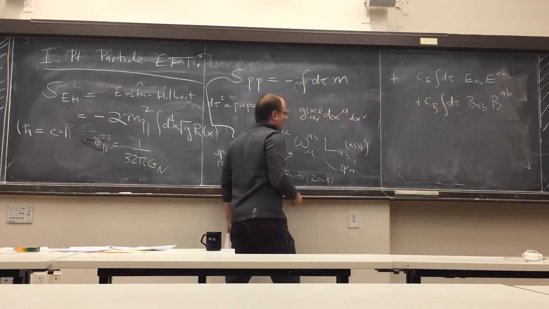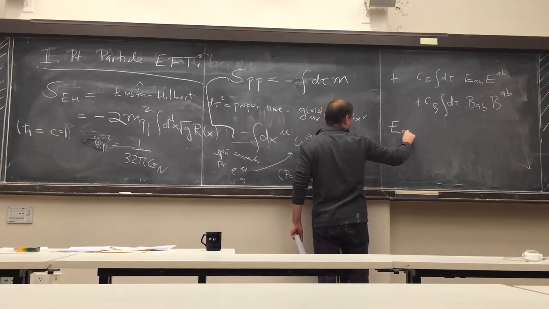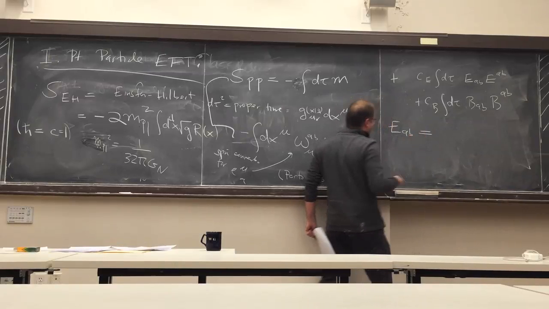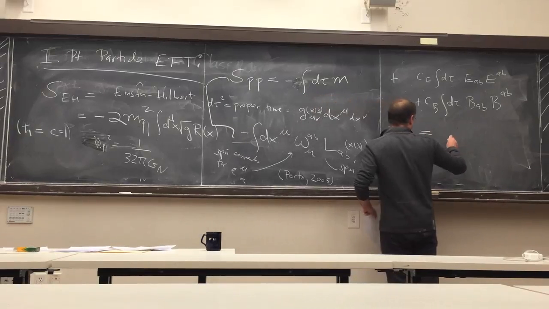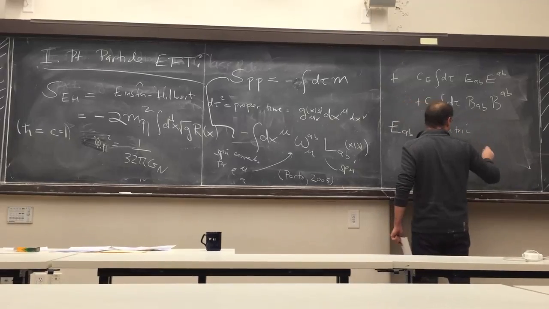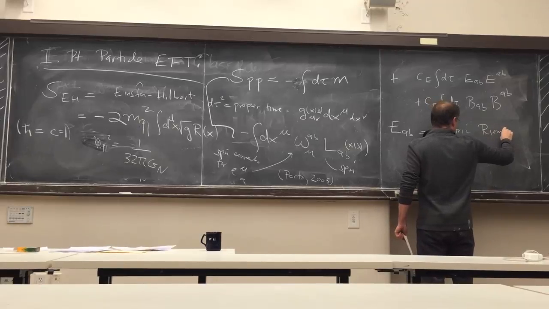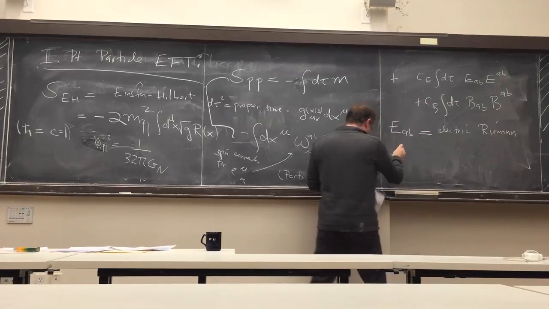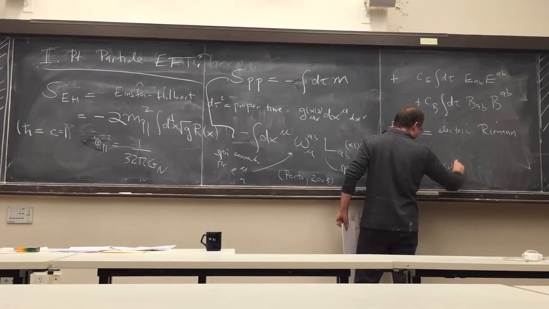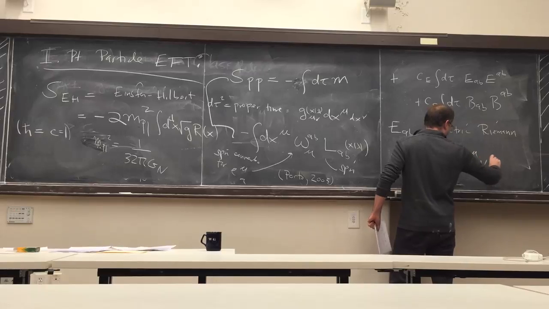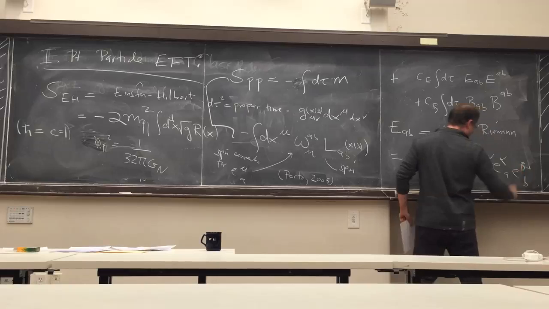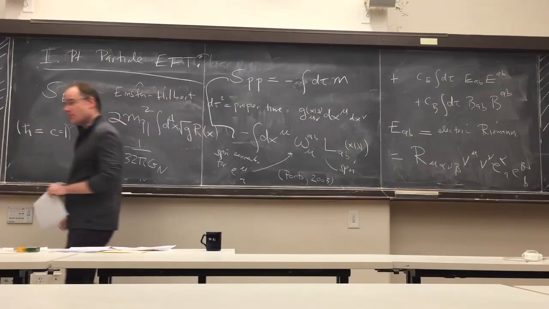Where this E and B are components of the curvature tensor projected onto the particle. So E and B refer to the parity transformation properties of these objects. E is called the electric type parity component of the Riemann tensor. It is explicitly given by an expression that looks like this: R mu alpha mu beta V mu V nu E alpha A E beta B.